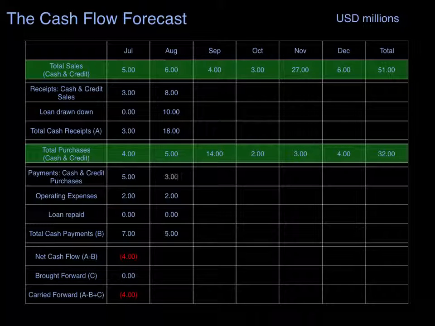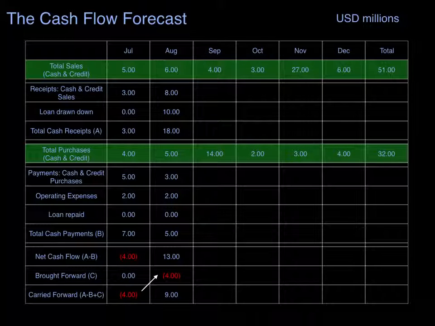As far as cash out is concerned, nothing too special. Payments for purchases are a bit lower, and operating expenses have stayed the same. Net cash flow at US$13 million is high because we have drawn down our loan, but we have not spent it on anything. We need to bring forward and cover the 4 million overdraft from July, so that brings our carry forward figure down to 9 million, 13 minus 4.